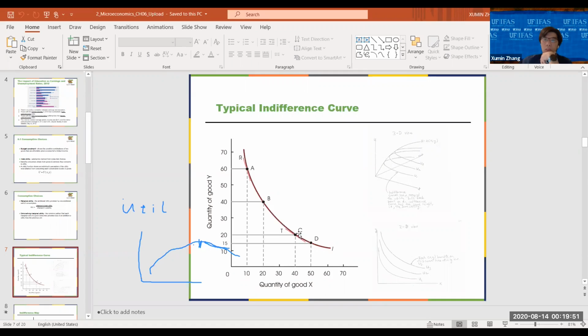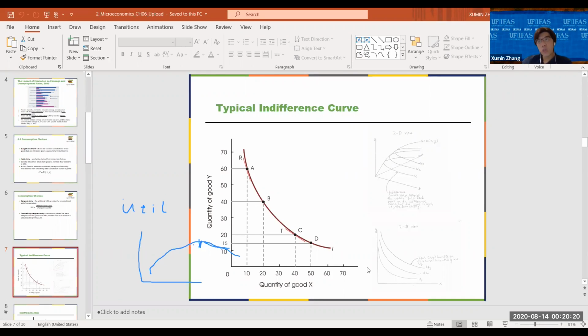On this indifference curve, each point is a combination of the quantity consumed of good X and good Y. In this case, it's 15 of good Y and 50 of good X. C is another combination. But along this indifference curve, the total utility is the same. That is why it is called the indifference curve.